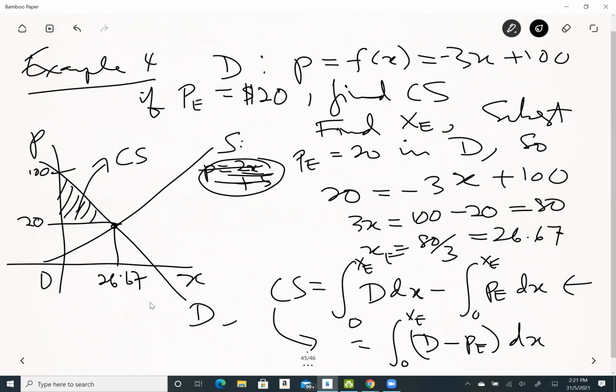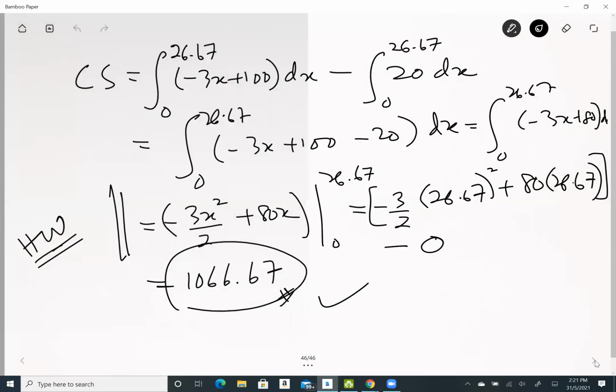In order to get the producer surplus, we go to the next one, which is example number 5. Here you are given the supply function. You are given also the demand function. The price is P, and X is the quantity of the good in units. You need to find the equilibrium.